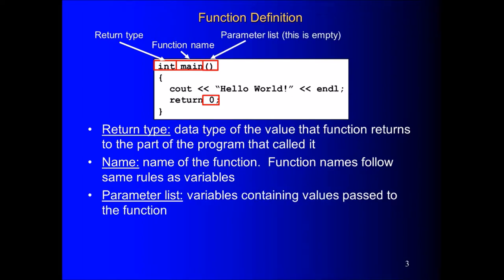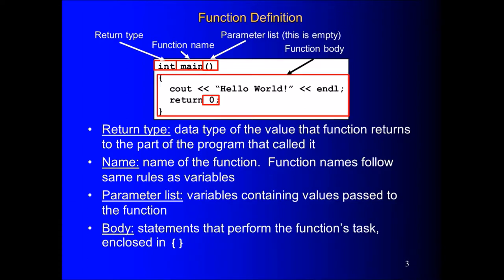We may send some data to a function using variables inside the parentheses. Here the list is empty, but we will soon see some examples where we will have parameter variables. And last but not least, the body of the function contains statements the function will execute.